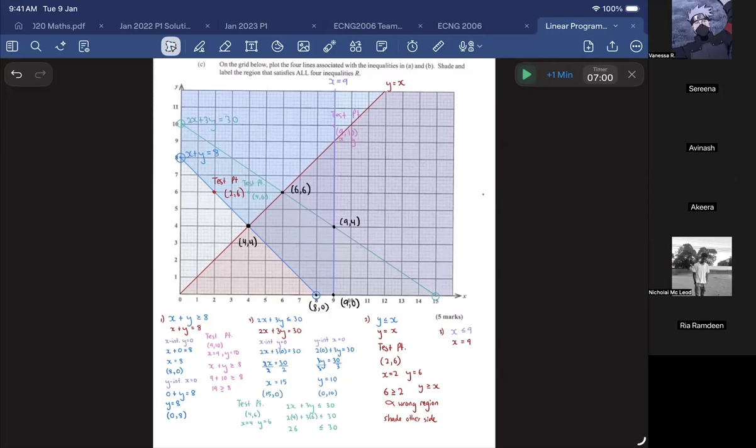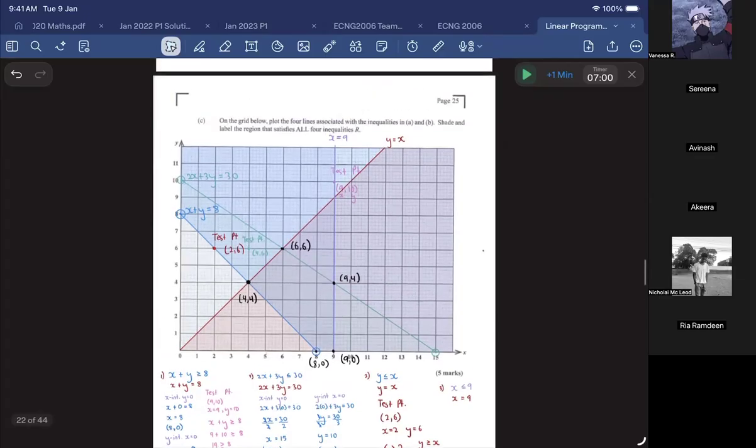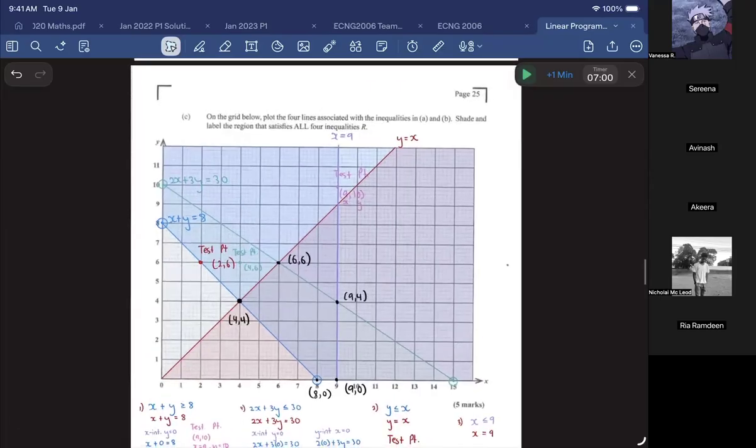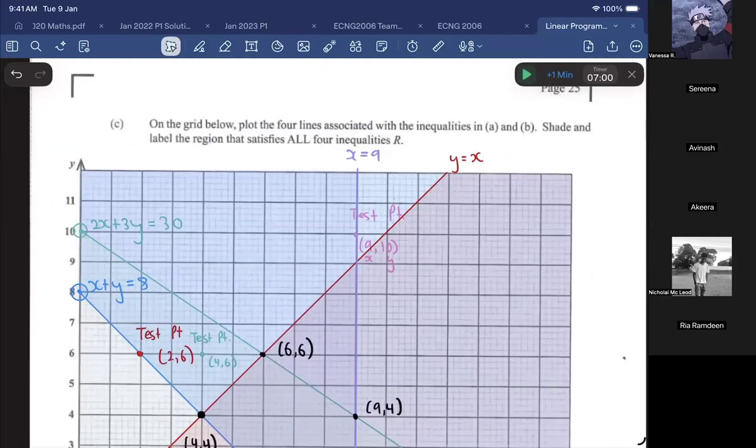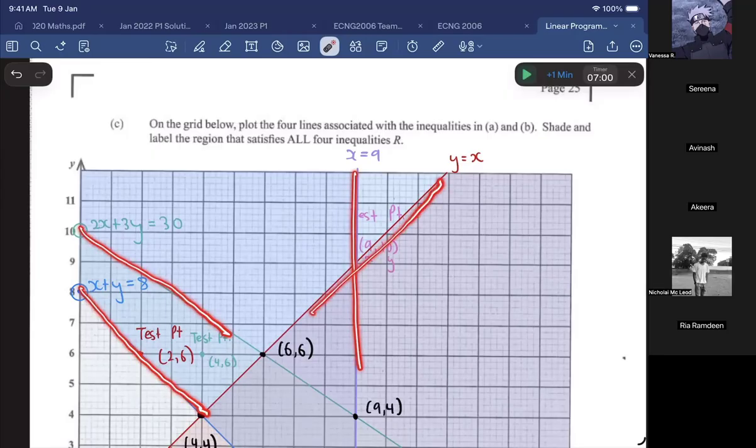Akira, you're fully okay with this question? Yes, sir. Right, so let's read back the question to make sure we understand everything. On the grid below, plot the 4 lines. And by the way, would a line be an inequality or would a line be an equation? If you draw a line, would a line represent an equation or an inequality? Equation. Yes, guys. For any of the lines, did you see me put less than or equal to, or more than or equal to?